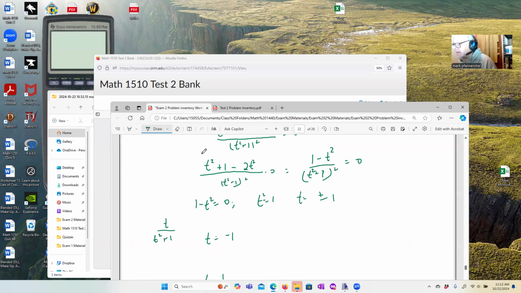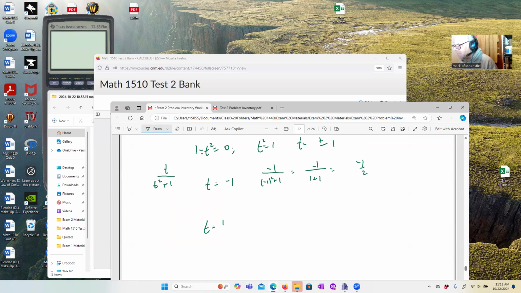We can go ahead and plug those things in. So we have negative 1 over negative 1 squared plus 1. That's going to be negative 1 over 1 plus 1, which is negative 1/2. Hold on to that. When t equals 1, we have 1 over 1 squared plus 1. That's going to be 1 over 1 plus 1, which is equal to positive 1/2. So it looks like we have our relative min, our absolute min, and we have our absolute max over here, because again, we don't have endpoints. So here's our maximum.